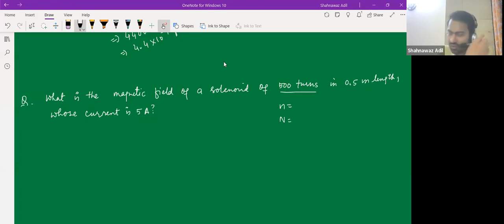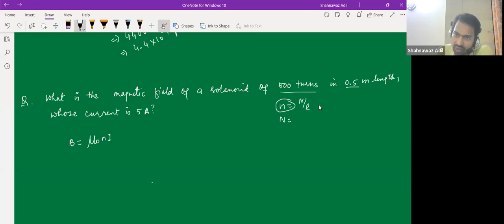Yes, guys. This 500 turns is what? Is this small n or capital N? This is capital N, right? So this is given, right? And because in the magnetic field we have mu naught and n, the small one, we have to calculate this small n, which is N by l.